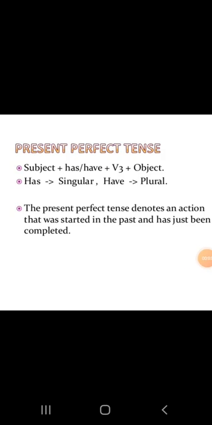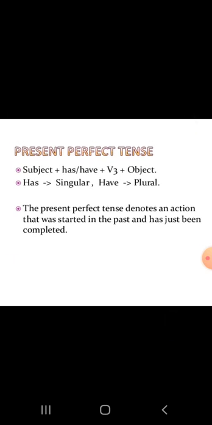Example is: I have finished writing 20 pages so far this morning. The action that started in the past was that I was writing 20 pages. I have finished writing 20 pages so far this morning. The action I had started yesterday but it has completed today in the morning. I hope present perfect tense is clear. The action which started in the past but has completed just now.